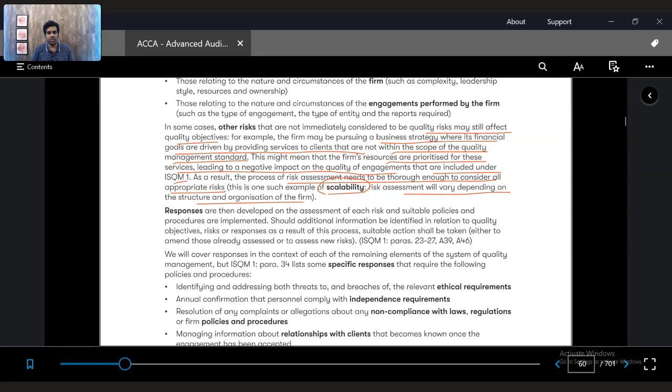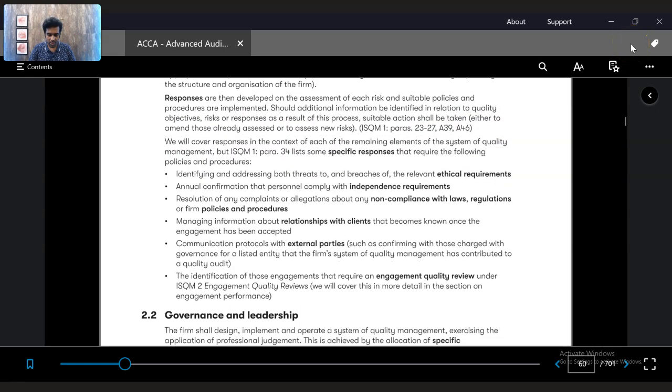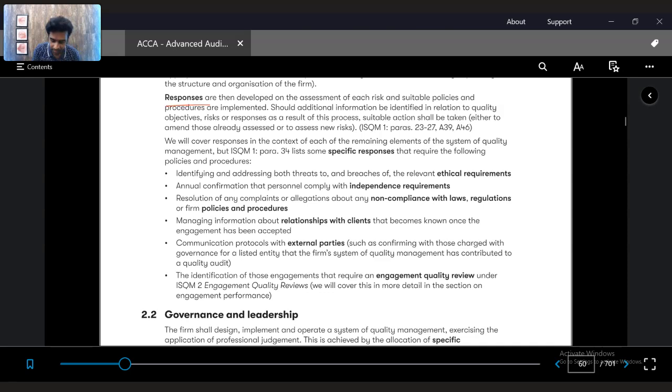And systems and processes: the bigger the firm is, the heavier the systems will be, and the heavier the structure of the organization will be, which will lead to a lack of cooperation among the employees, which could lead to quality constraints. So in order to tackle all such issues, auditors should have responses developed to tackle each of the risks. They need to have suitable policies and procedures which are implemented, etc.